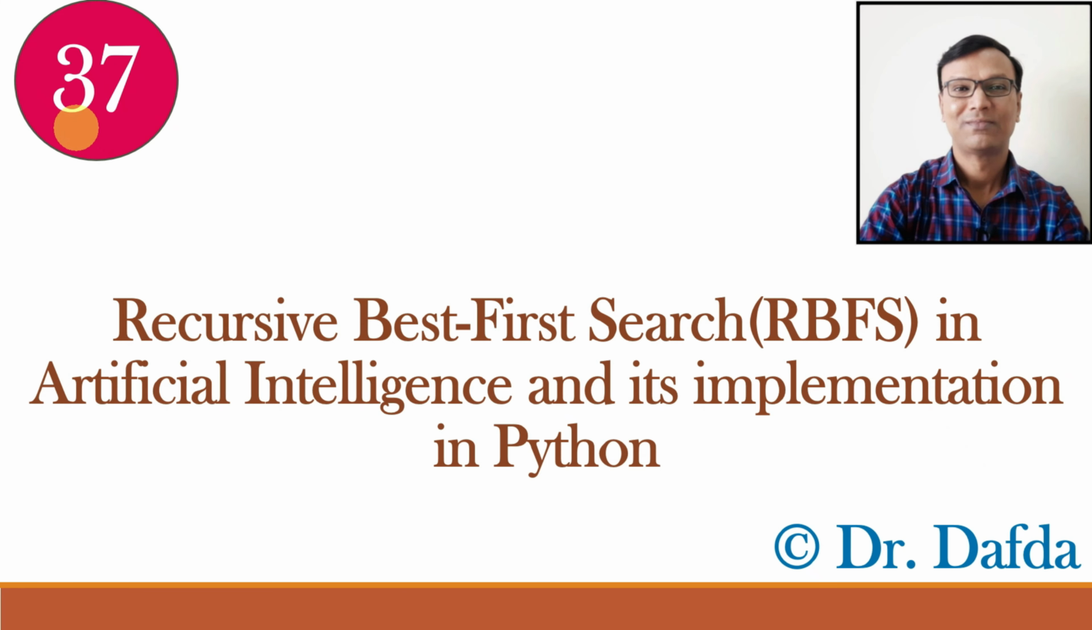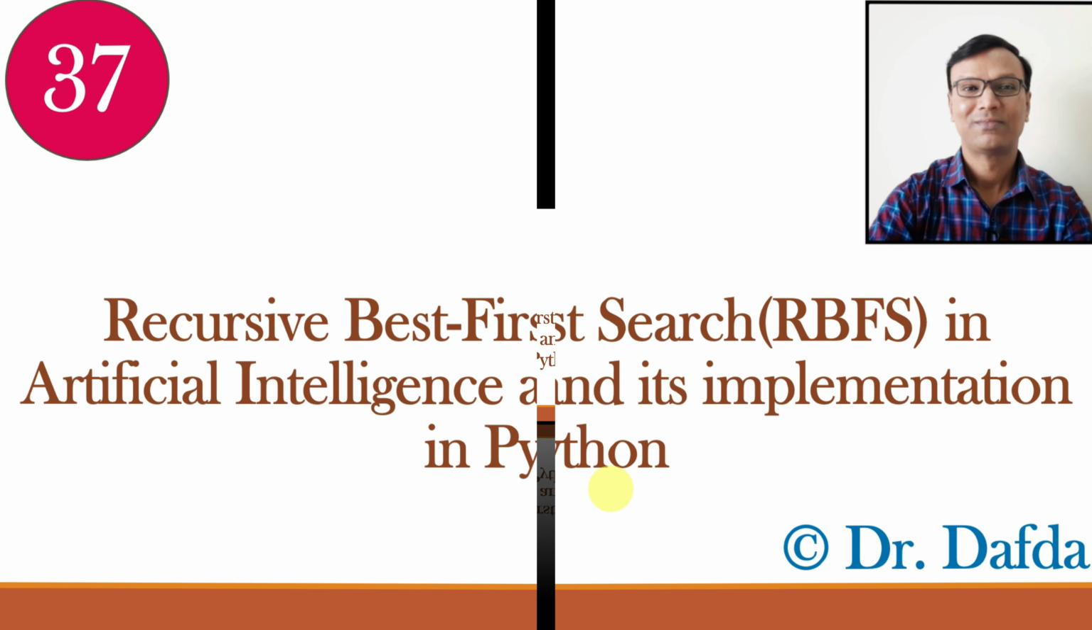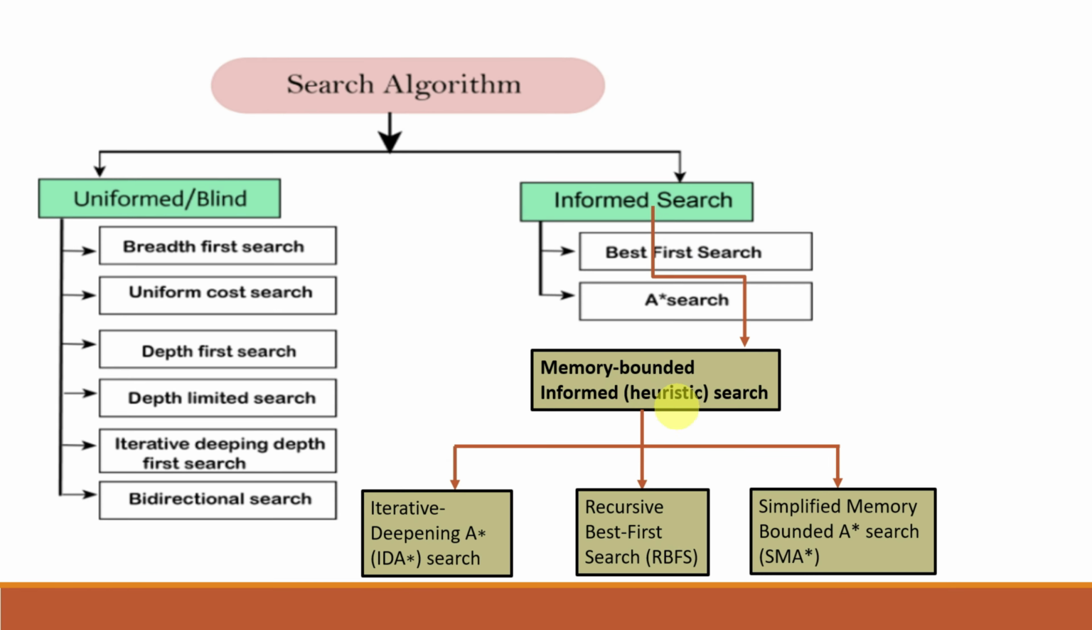I am Dr. Dafda, and in this 37th video class of AIML, we will understand recursive best first search, or RBFS, in artificial intelligence, and we will also see its implementation in Python. We are learning different memory bounded or memory saving informed or heuristic searches. In our previous video class we studied IDA star search, which saved the memory, but it was a bit forgetful because it kept starting from 0 every time. In this video class, we will study recursive best first search, RBFS, which is like a smarter brother of IDA star. It also saves memory, but it has a better memory of what it has already explored.